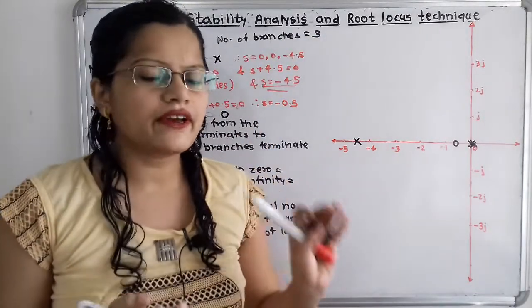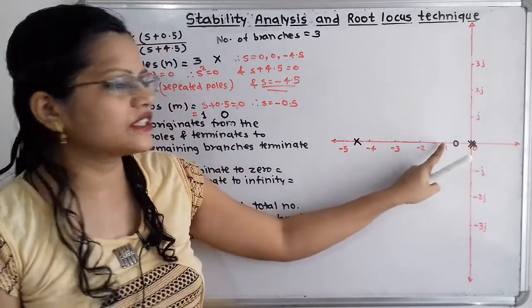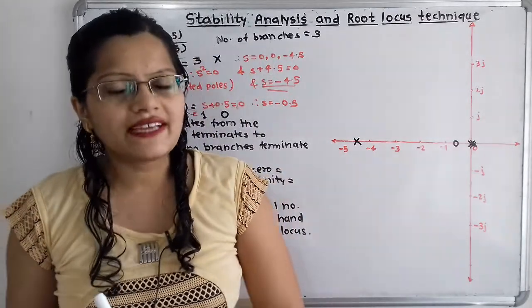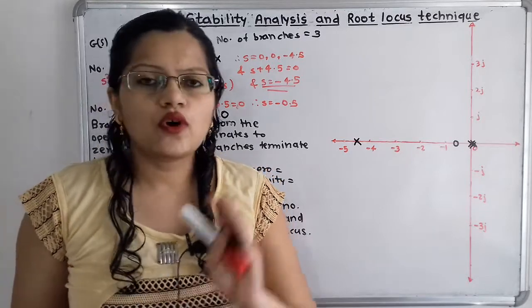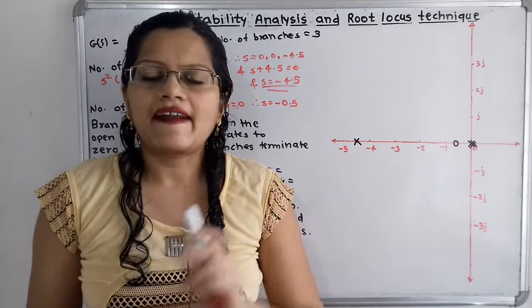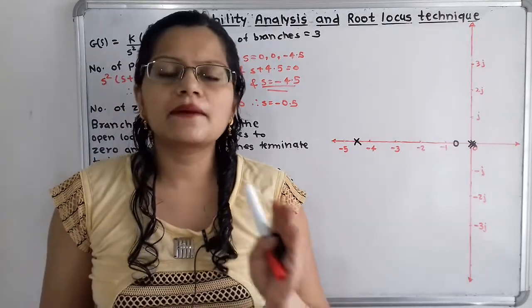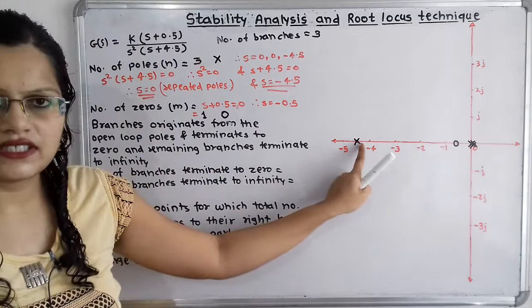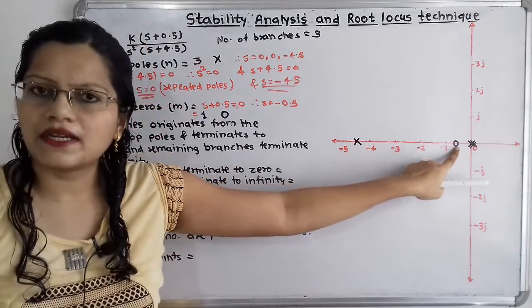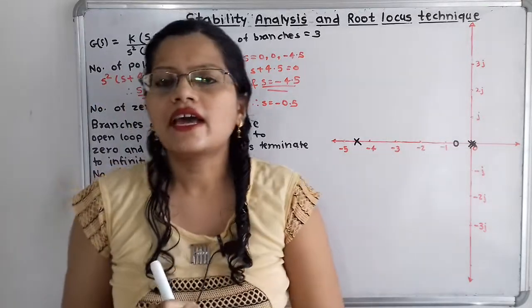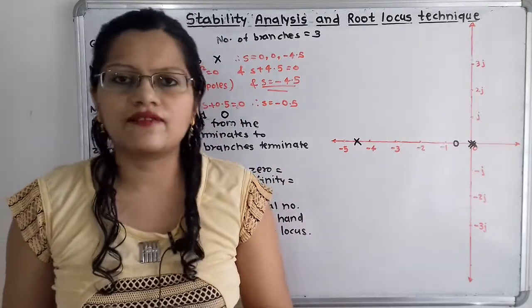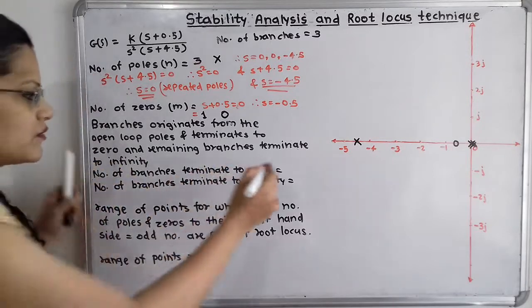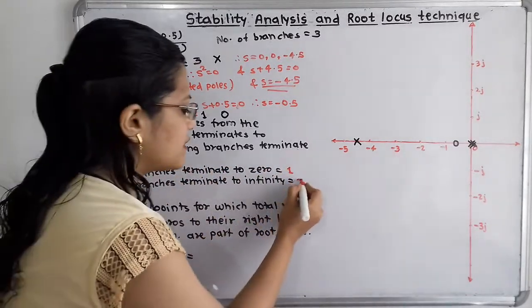Now what is the next step? Here the first step is completed. We have to plot poles and zeros, and from the number of poles we can say that the number of branches is equal to 3. Now the next step: all these 3 branches originate from the open loop poles and terminate at zeros, and the remaining branches terminate at infinity. There are a total of 3 branches. Out of 3 branches, 1 branch will terminate at the zero because only 1 zero is there, and the remaining 2 branches will terminate at infinity. So in this case, the number of branches terminating at zero is 1, and the number of branches terminating at infinity is 2.